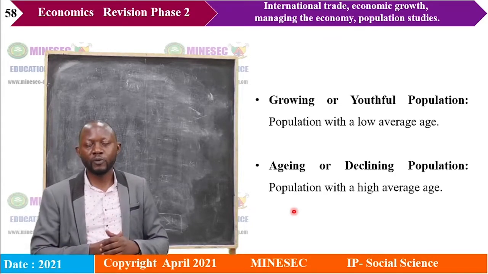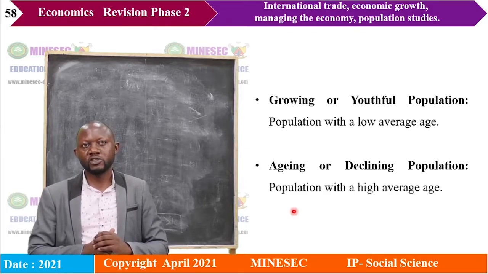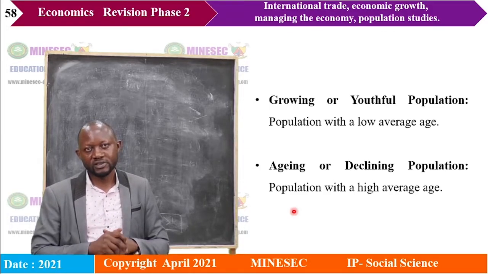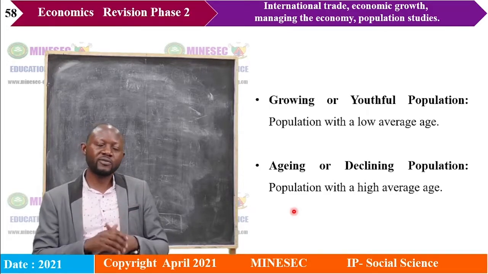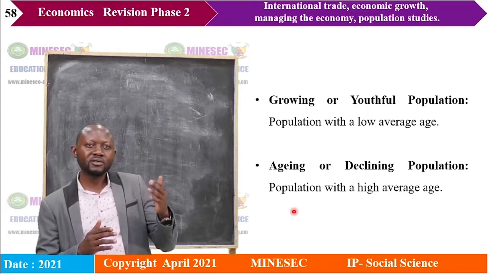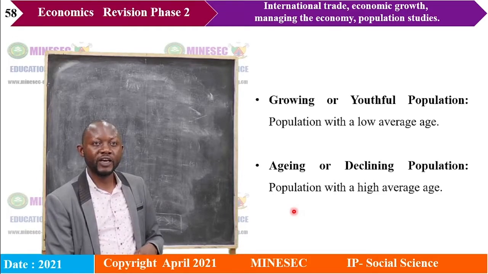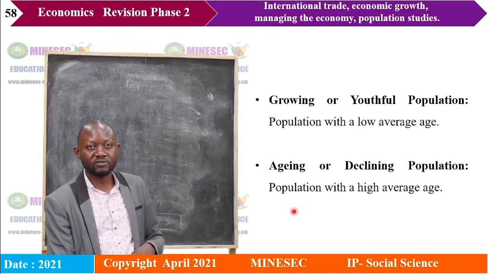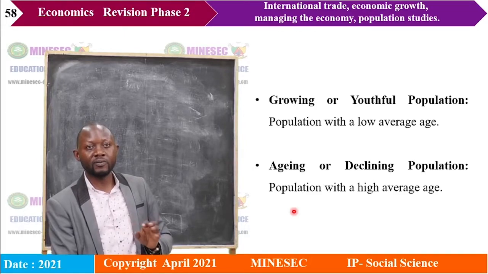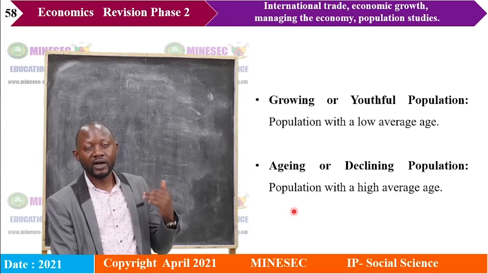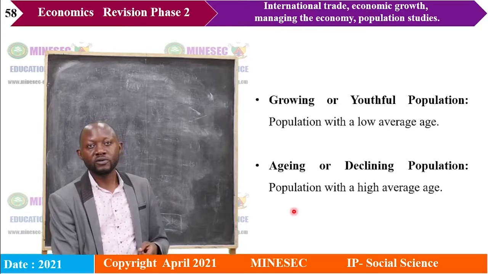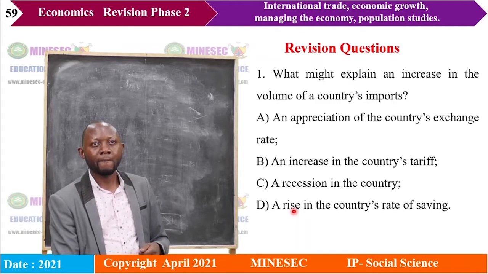Growing or youthful population. That's a population with a low average age. It is usually a characteristic of developing countries with high birth rates. We have an aging or declining population: a population of high average age, a characteristic of developed countries because of low death rates and low birth rates.